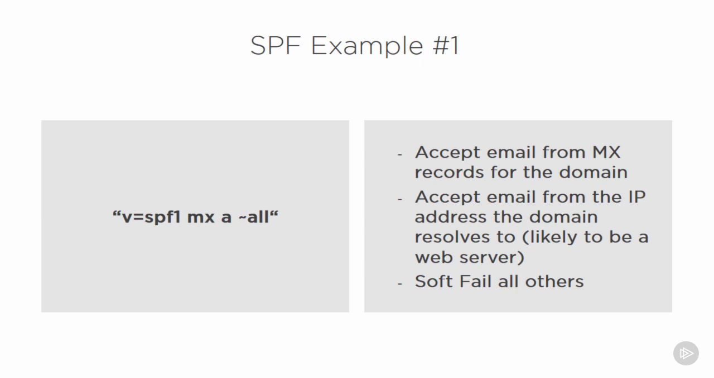So here's a simple example. This SPF record basically says accept email from MX records for the domain. Accept email from the IP address that the domain resolves to, so that's likely to be a web server that might be sending out email notifications as well, and then soft fail anything else.